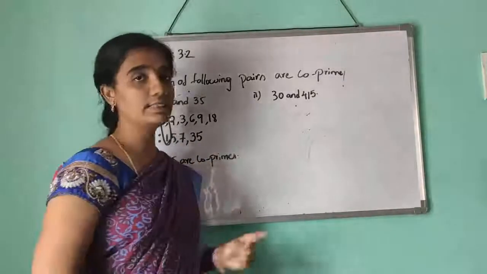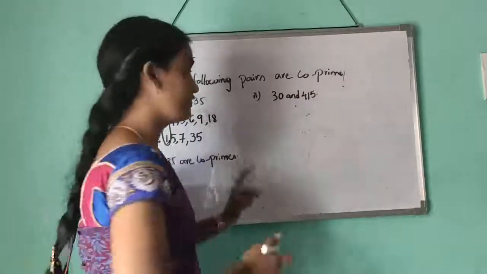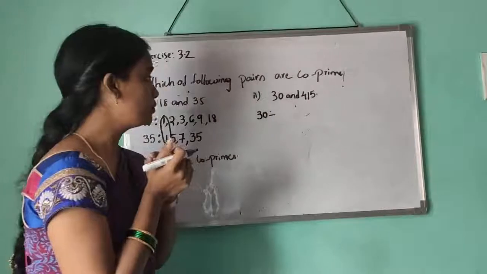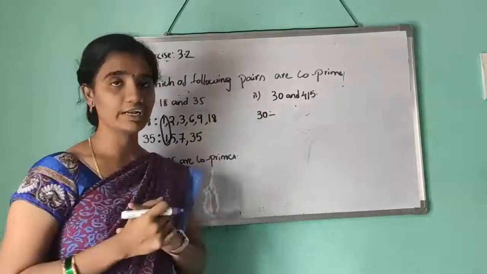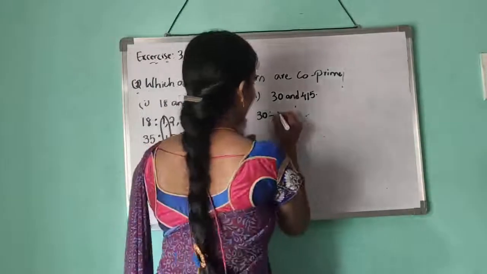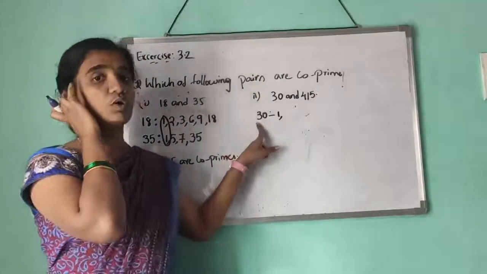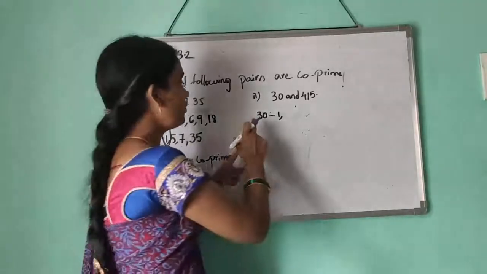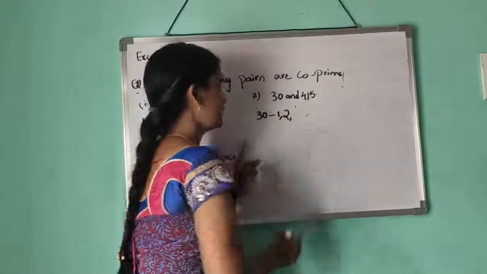Coming to the second one, 30 and 45. Find the factors of 30 first. How to find the factors? We will start with 1. 1 divides 30, so 1 is a factor of 30. Coming to 2, 15 twos are 30, so 2 is also a factor of 30.